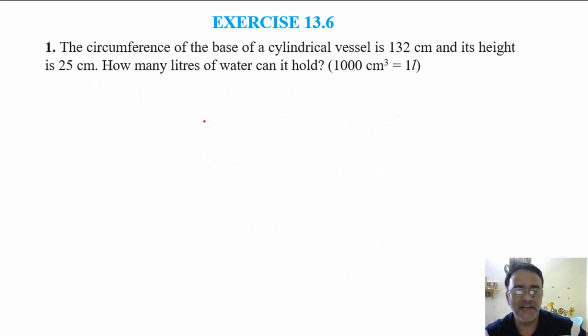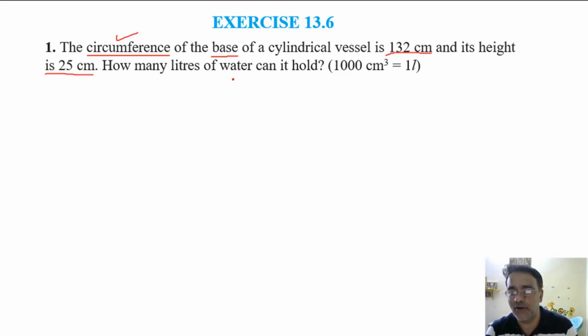See, the circumference of the base of a cylindrical vessel is given. The base is a circular shape. The shape of the figure of the base will be a circle. Okay, so circumference is given. So what is the circumference of the base? 2 pi r. Right, very good, 2 pi r. And it is given as 132 centimeter and its height is 25 centimeter. So how many liters of water can it hold?